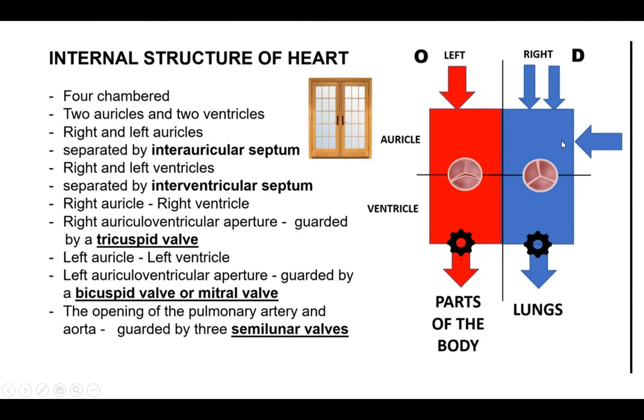1, 2, 3, 4. The upper 2 parts are auricles. The lower 2 parts are ventricles. Right auricle, left auricle, sorry. This is the left auricle and this is the right auricle. This is the left ventricle and this is the right ventricle. So the upper 2 parts are auricles, the lower 2 parts are ventricles.